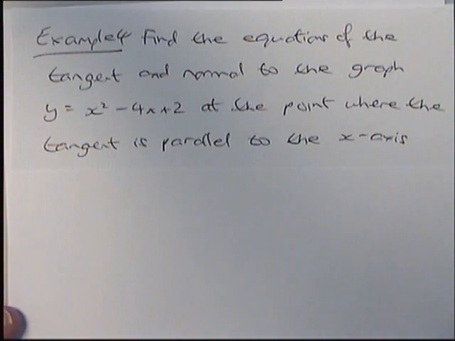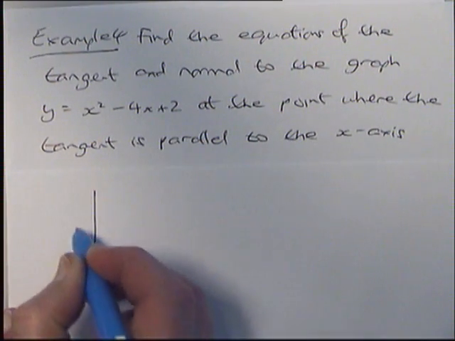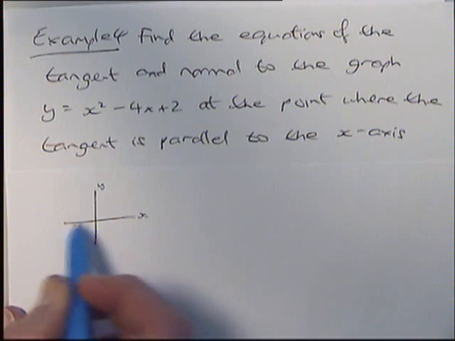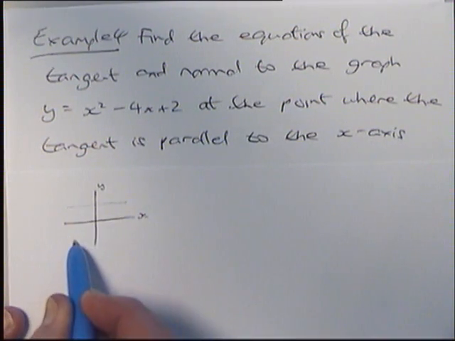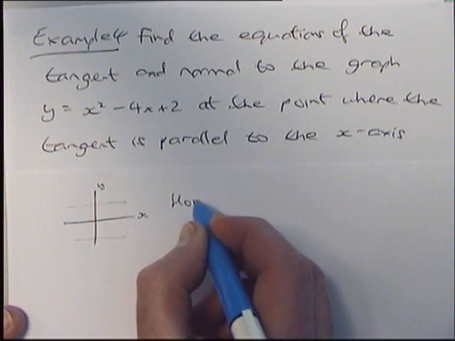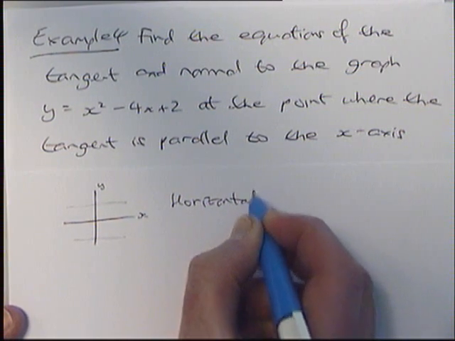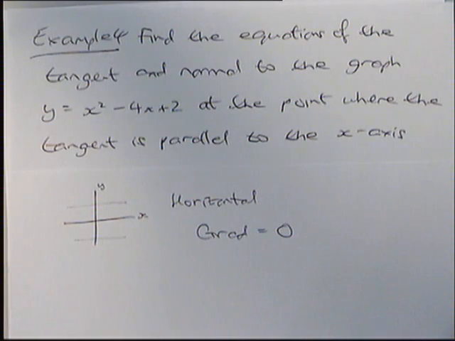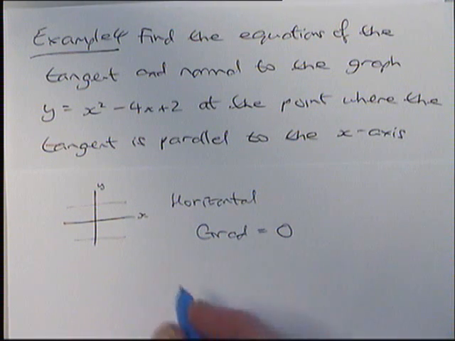If the tangent is parallel to the x-axis, just remind ourselves with the axes. Parallel to the x-axis means the slope is horizontal. So if its line is horizontal, we know that the gradient of that line will be equal to 0. So in this question, the gradient will be equal to 0 for the tangent if it's parallel to the x-axis. We'll come back to that bit in a minute.